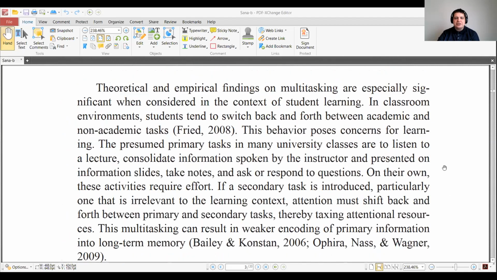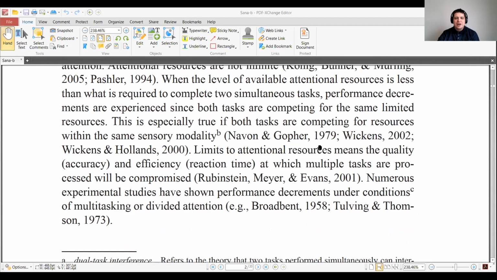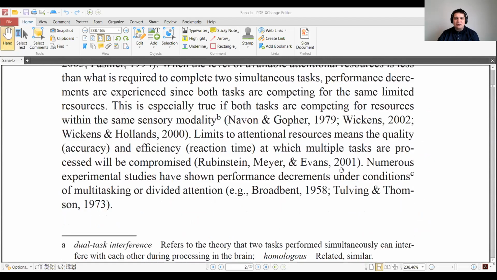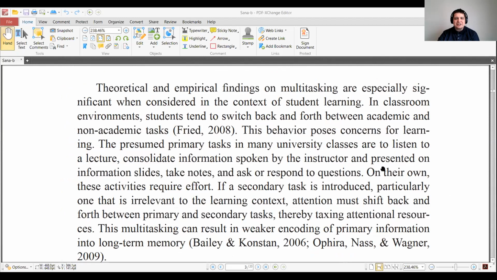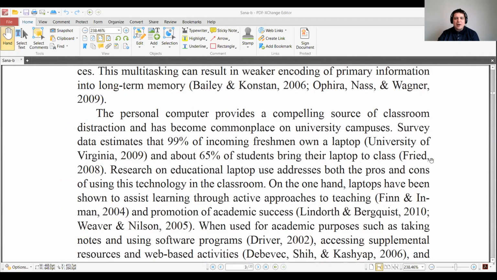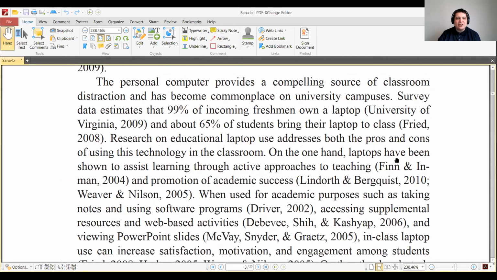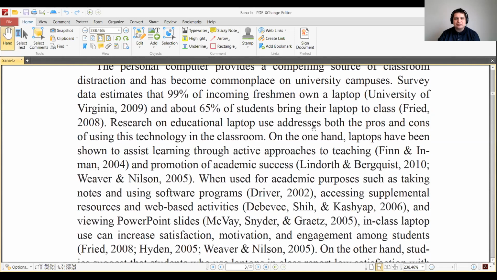As they move into their particular study, notice all this is on multitasking in general. They don't actually get to laptops until here, a few pages into the study. At this point, they start looking at more targeted research. So survey data claims that 99% of incoming freshmen own a laptop. 65% of students bring the laptops to class.